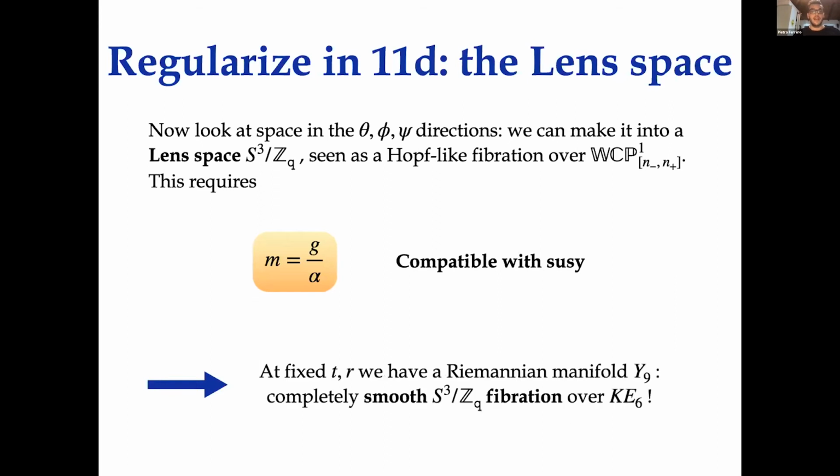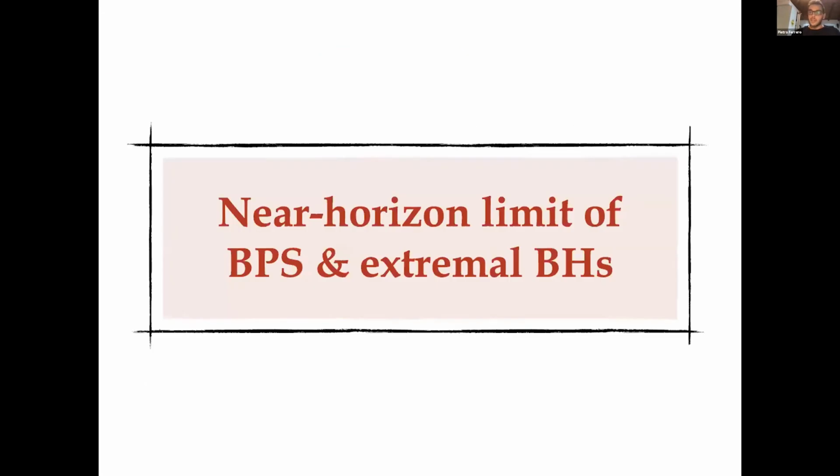The result is that if we fix the non-compact directions, so time and the radial direction, we obtain a Riemannian manifold Y9, which is a completely smooth lens space fibration over the Kähler-Einstein 6. So we start from a singular AdS4 black hole, we uplift it, and we make it regular by constraining the parameters. Let me then look at the horizon of this black hole.